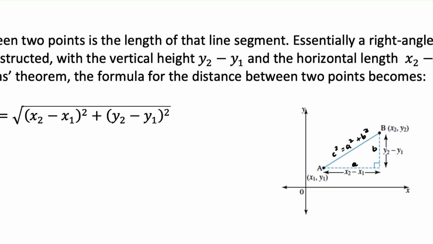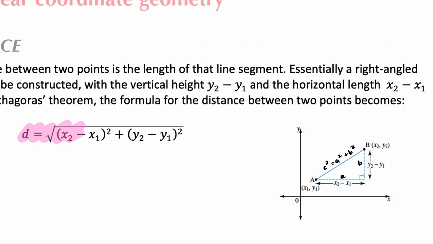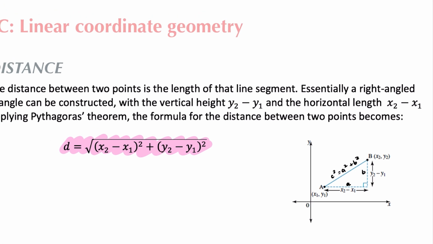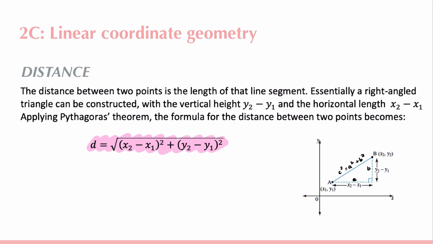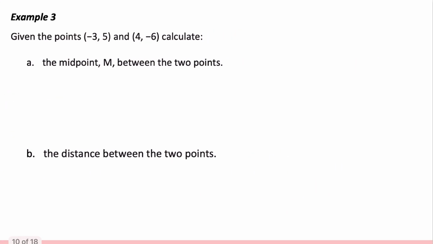Now that is where we get this formula from here. The square root is because I'm just trying to get c by itself, so I would square root. And a is the x side, so that's x2 minus x1. And then b is the y side, that's y2 minus y1. So if you ever forget the distance formula, just think of Pythagoras and you can come up with the formula yourself. All right, let's go ahead and apply all of this information.